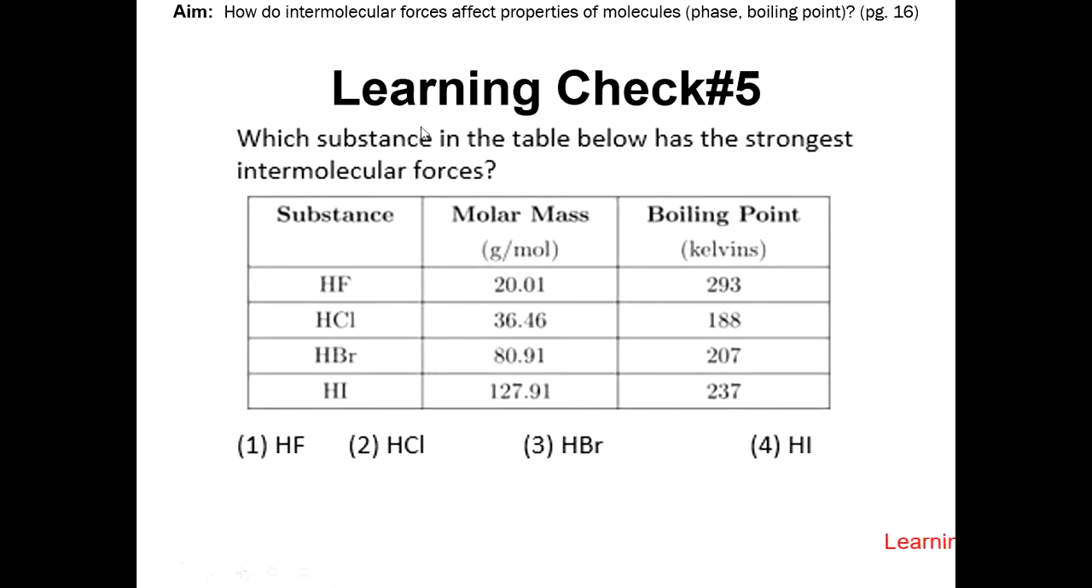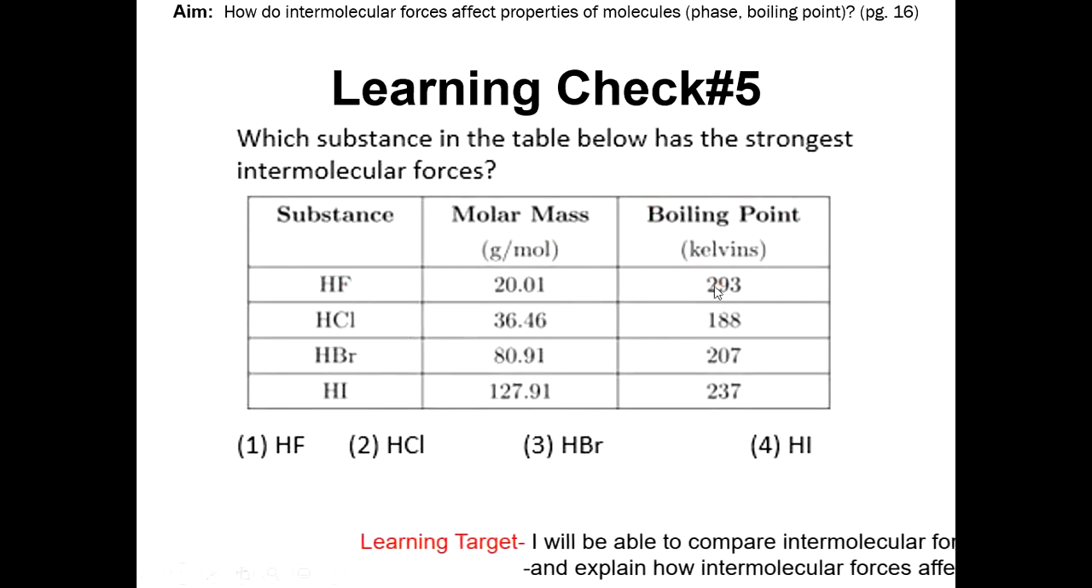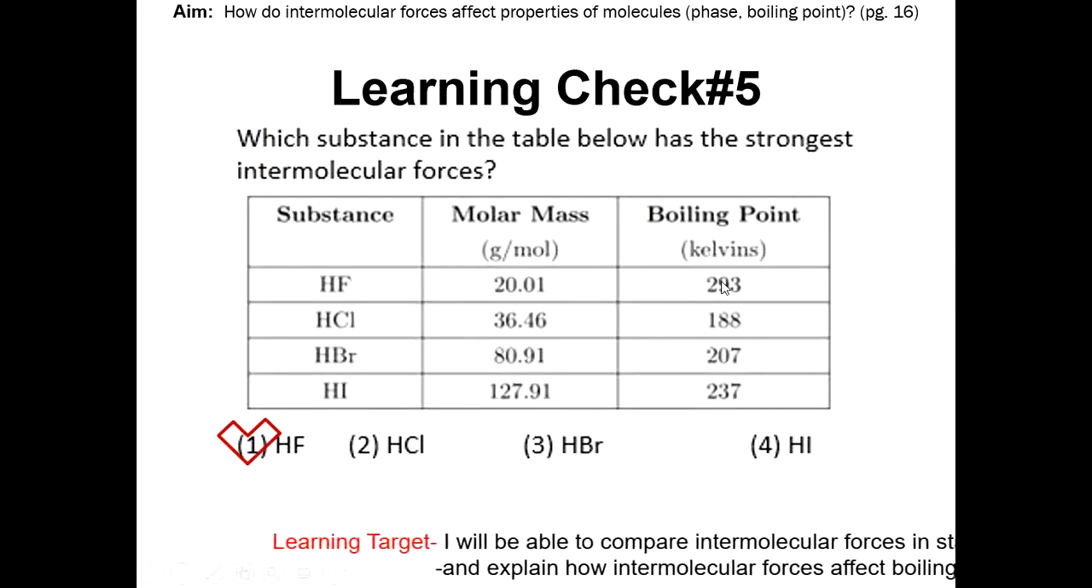Learning check number 5. Which substance in the table below has the strongest intermolecular force? Pause the video and resume once you complete it. So we have to look at the boiling point. Since HF has the highest boiling point, it has the strongest intermolecular force.